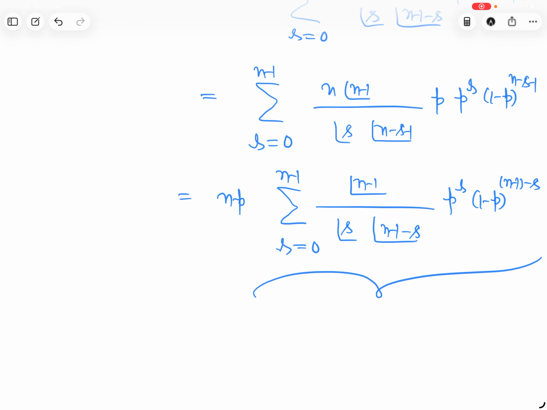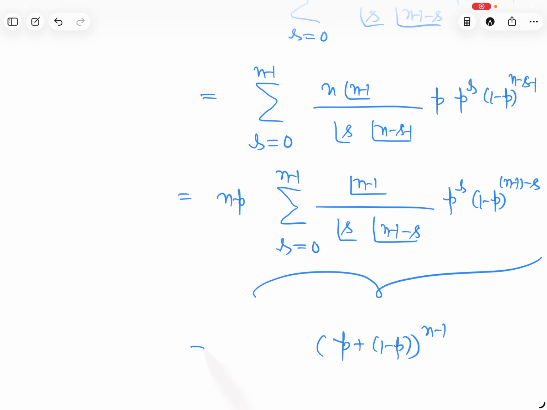Can you tell me how to write this now? In short form, how can I write it? What is the formula of a plus b to the power n? It is the formula of p plus 1 minus p to the power n minus 1.